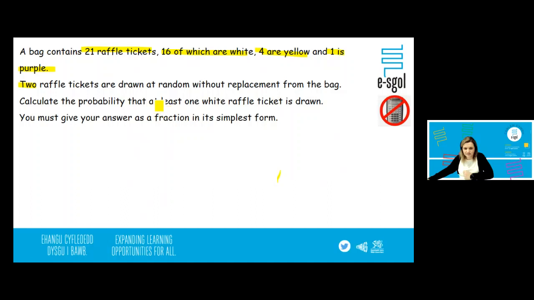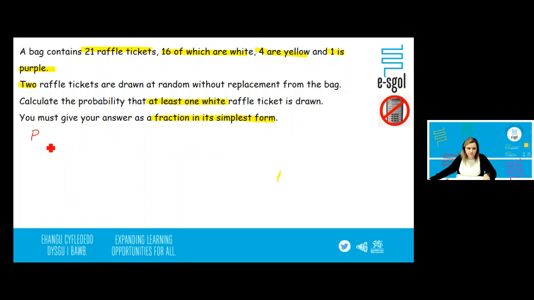Okay, so at least 1 this time. That could mean not just one of them being white, it could mean that both of them are being white. As well as that, you've also got to give your answer as a fraction in its simplest form. So they are specifically saying you have to cancel this fraction down at the end. Okay, so if a question tells you to, it means there is a mark for it. Okay, so think about your options.